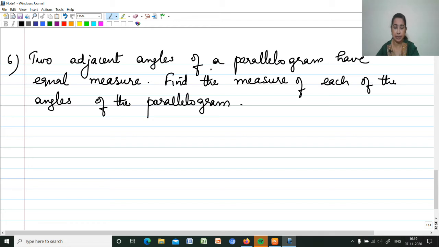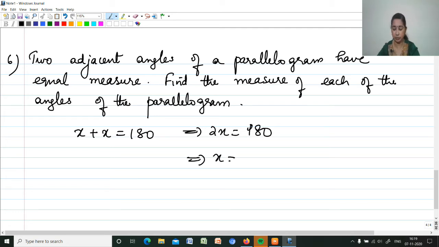So two adjacent angles of a parallelogram have equal measure. Adjacent angles of a parallelogram sum to 180. If one angle is x, the other angle also is x. So x plus x is equal to 180. That means 2x equals 180, or x equals 90 degrees. Find the measure of each angle. So each angle is equal to 90 degrees.